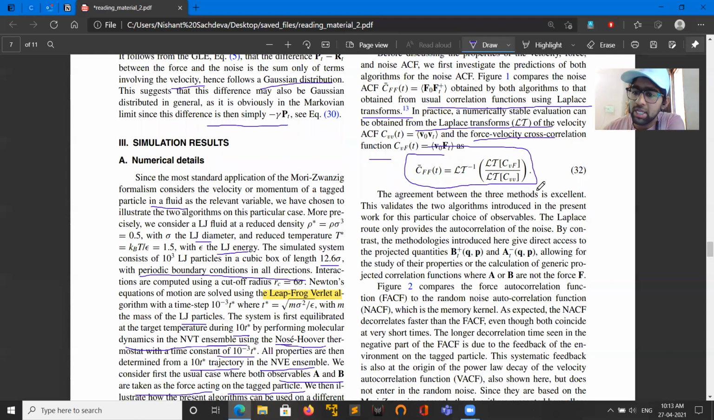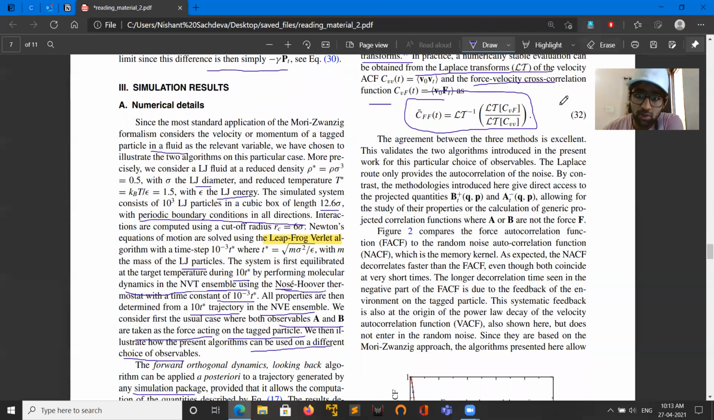The agreement between the three methods is excellent. That's what we wanted. This validates the two algorithms introduced in the present work for this particular choice of observables.